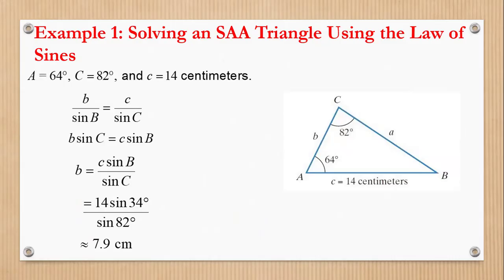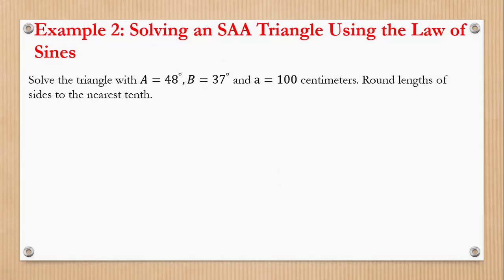Replacing numbers, side C is 14, angle B is 34, which we found from the beginning of the problem, and angle C is 82. Type this whole fraction in the calculator, and we get 7.9 for side B. Now we have solved this triangle. We have all three sides and all three angles. Let's look at another example.